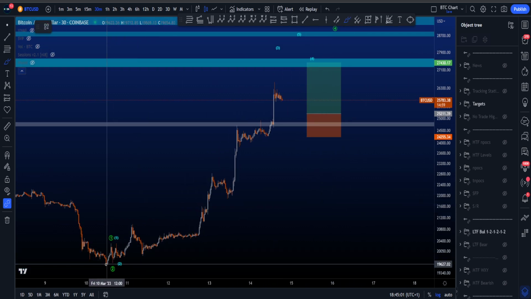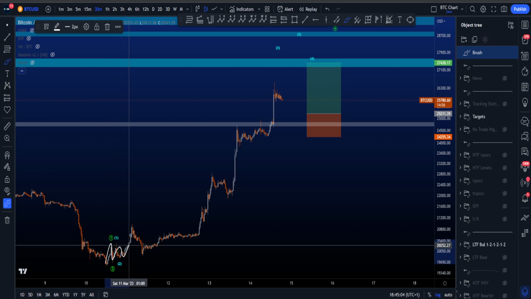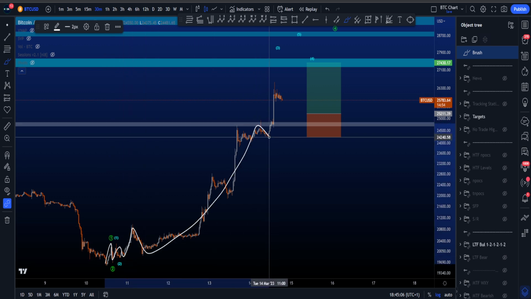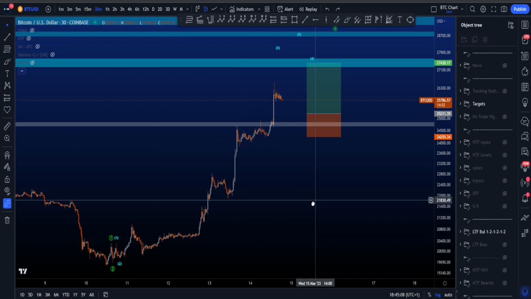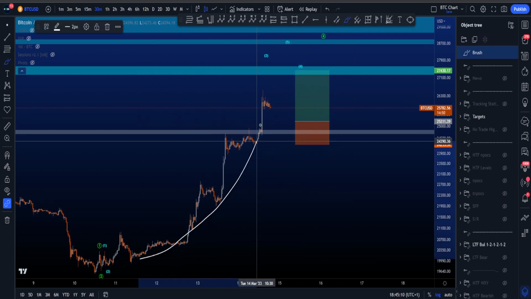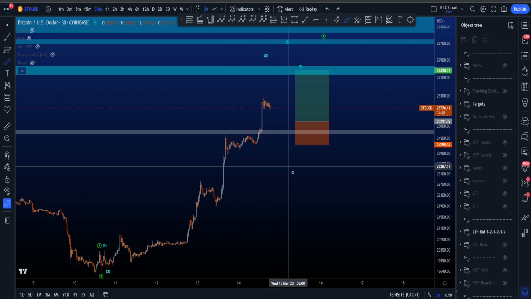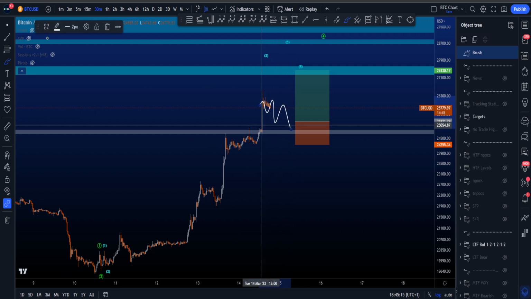So over here we have a 1, 2, 1, 2, and then a potential 1, 2, 3, maybe here a 4, 5. It doesn't really matter too much. It also doesn't make sense to count this in a very low time frame, because we simply have to wait for a range to form eventually.